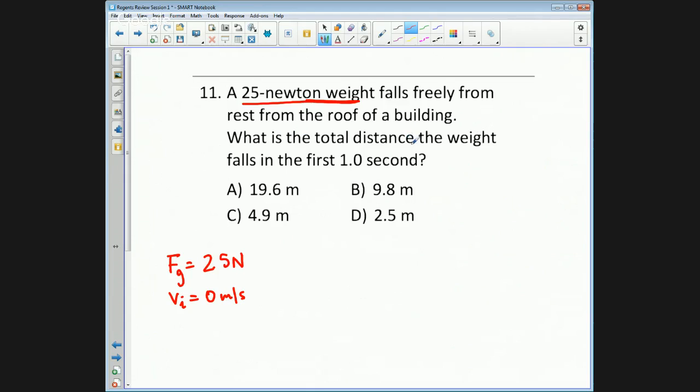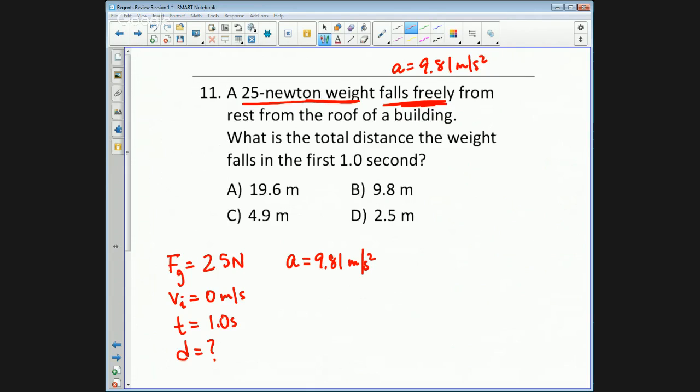What is the total distance the weight falls in the first second? So t equals 1 second, and we're solving for the distance. Something else that we have here is acceleration. Acceleration due to gravity is 9.81. We know that we can use this acceleration because it says it falls freely. So that means acceleration equals 9.81 meters per second squared.